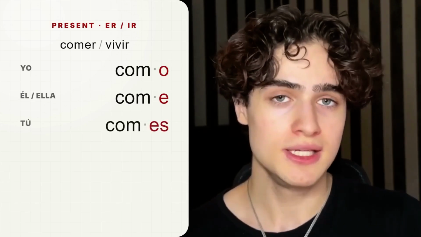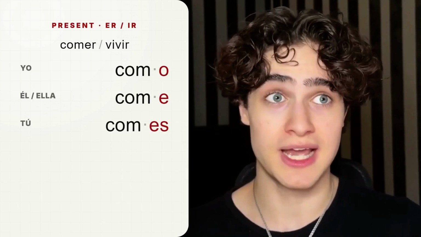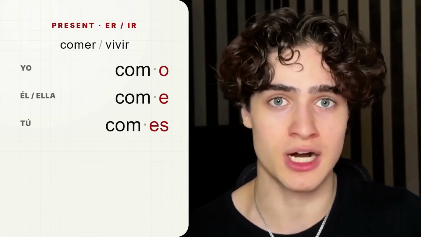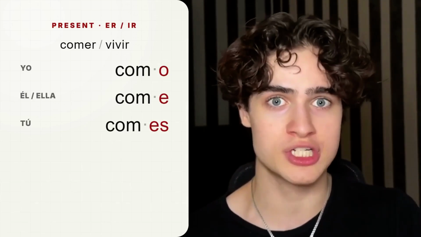Now, for we, here's the only exception between -er/-ir verbs. It's only in the present tense and it's only for the we form. This is the only exception for the entire language. -Er/-ir verbs are one group. They are conjugated the exact same.